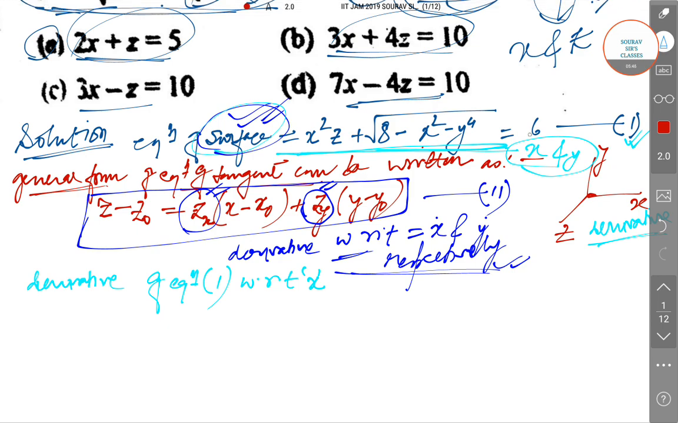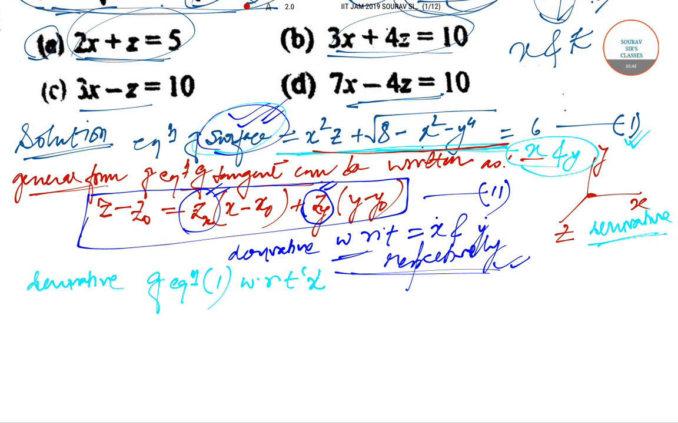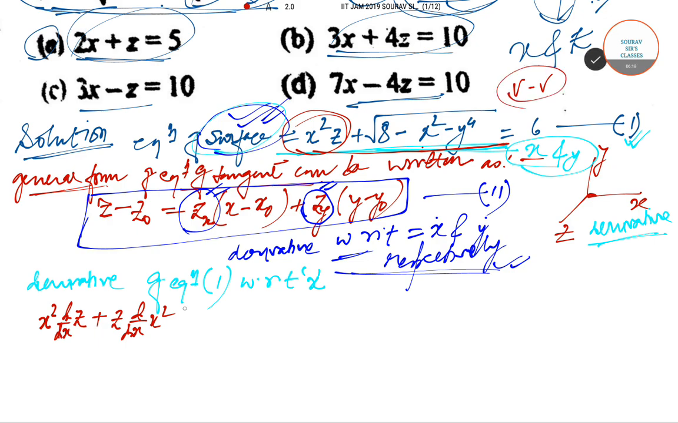See, this function contains x, z and y, all the variables are there, but we need to only differentiate it with respect to x. So our derivative will be something like this: x square dz/dx plus z d/dx of x square. We have followed the UV rule. I hope you all know what the UV rule is.